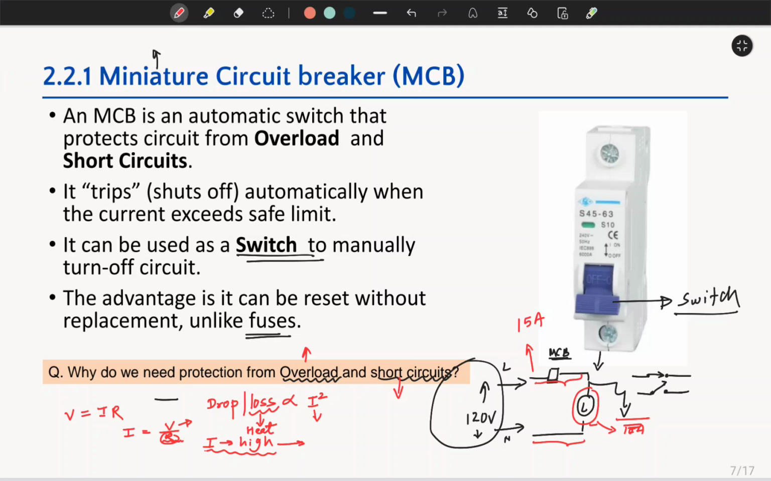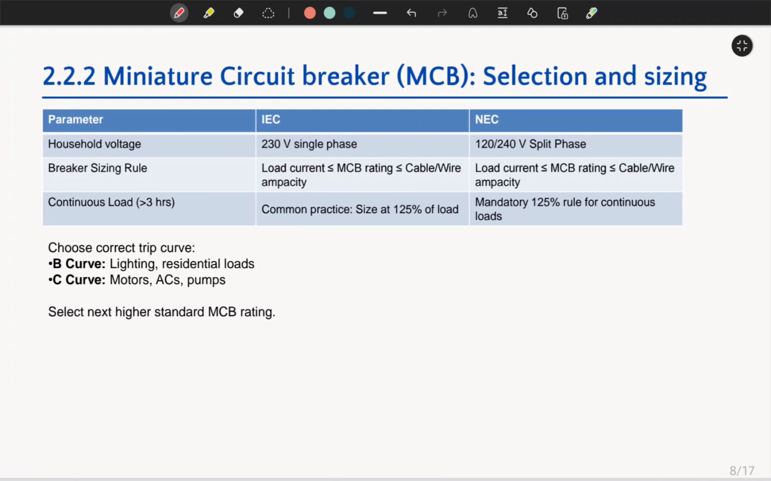The next part of this chapter is how we select and size the MCB. From the IEC standard, the general household voltage is 230 volt single phase. From the NEC point of view, a 120 or 240 volt split phase system is used. In case of IEC, the MCB rating should be more than the load current and less than the cable or wire ampacity rating. The same thing is used in NEC, but in case of NEC, one more common practice is used.